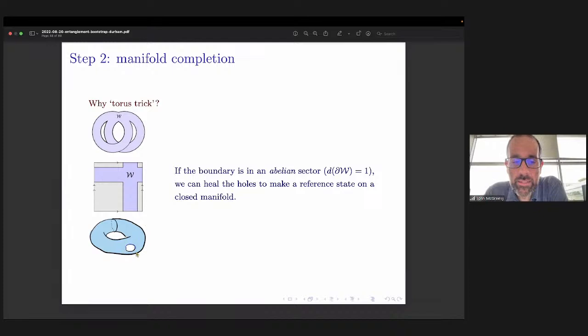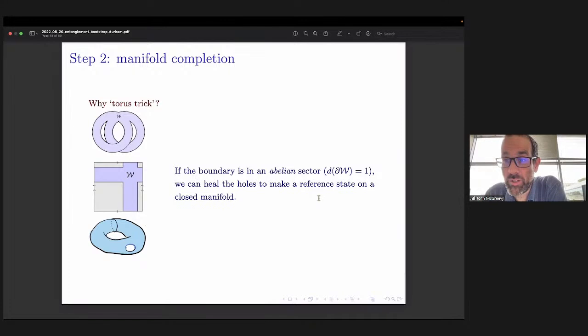We just need it to be in a state with the quantum information where the quantum dimension is one. And if that's true, then we can merge it with a little disk to fill in the hole and make a reference state on the closed manifold. So this is the key idea of how, starting from a reference state on a ball, we can extract information about closed manifolds.